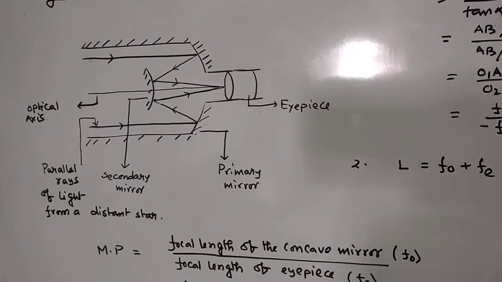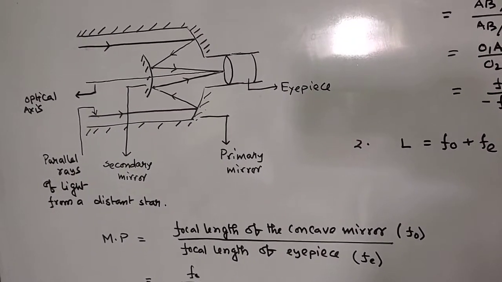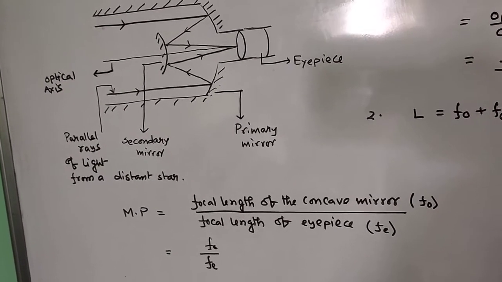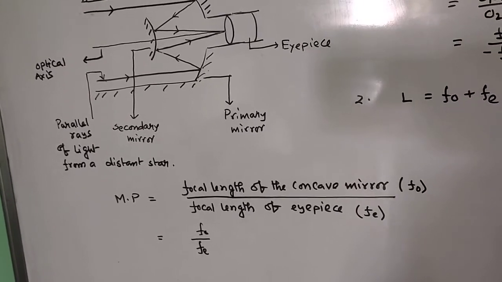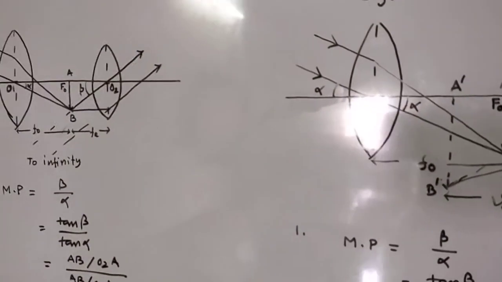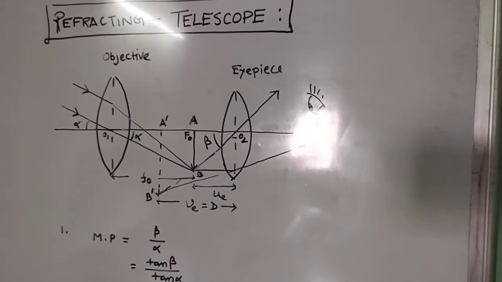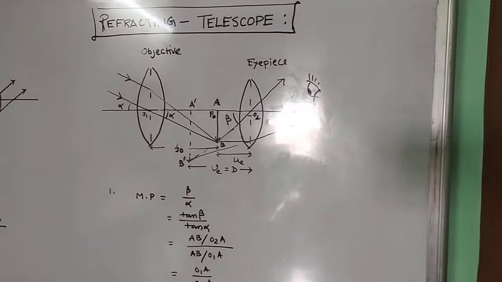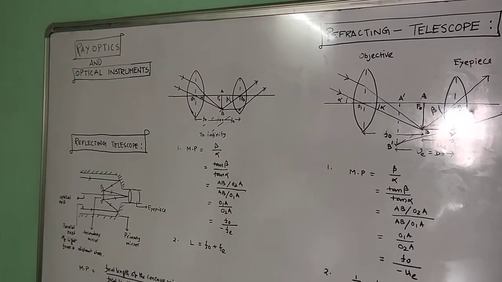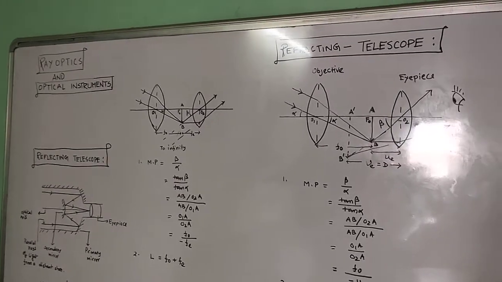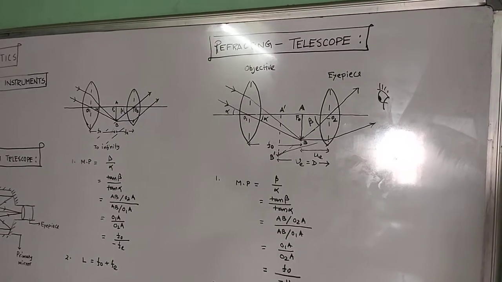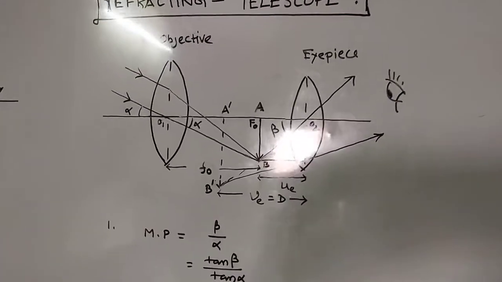Now in the case of magnifying power, it is the focal length of the concave mirror F naught divided by the focal length of the eyepiece, that is F naught by FE. In the exam, they usually ask about the reflecting type of telescope, so please go for the diagram. These diagrams are very important. Sometimes they ask you to write the magnifying power expression and the ray diagram. So please go through the diagram and practice it, because it is very important for your exam.